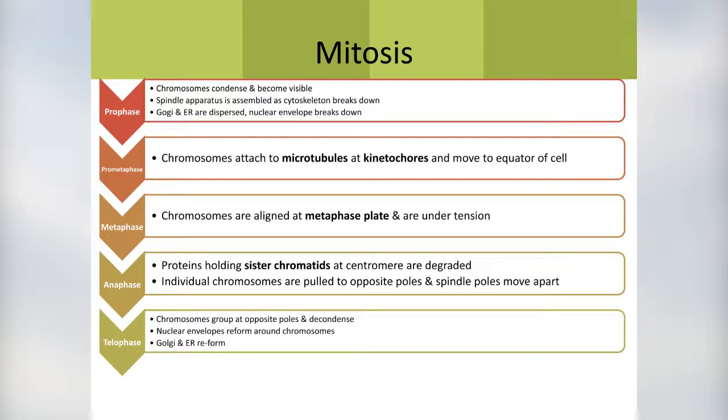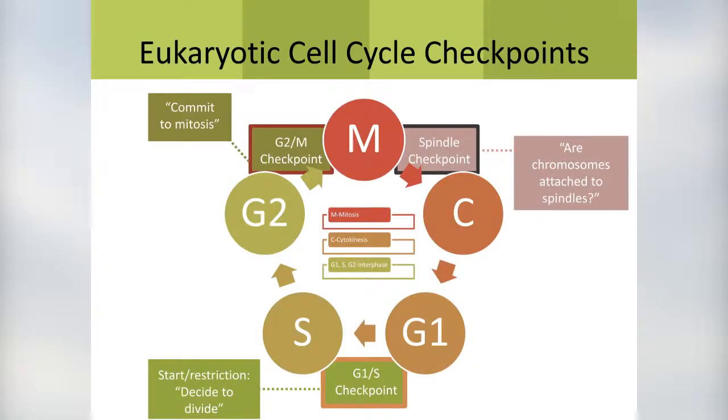And telophase is when chromosomes group at opposite poles and decondense, and this is when the chromosomes are no longer visible. They are no longer packed together, so they're getting ready to go back into interphase where they can start producing more proteins. The nuclear envelope reforms around these chromosomes, and the Golgi and ER reform. Okay, so this is the cell cycle as it's shown in a textbook. It's the same every single time.